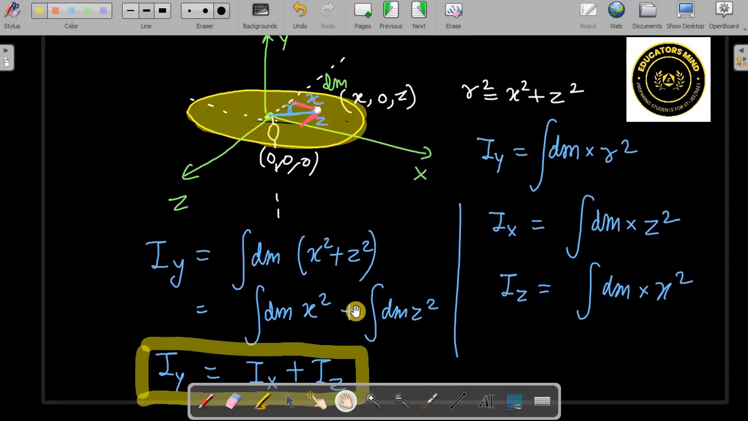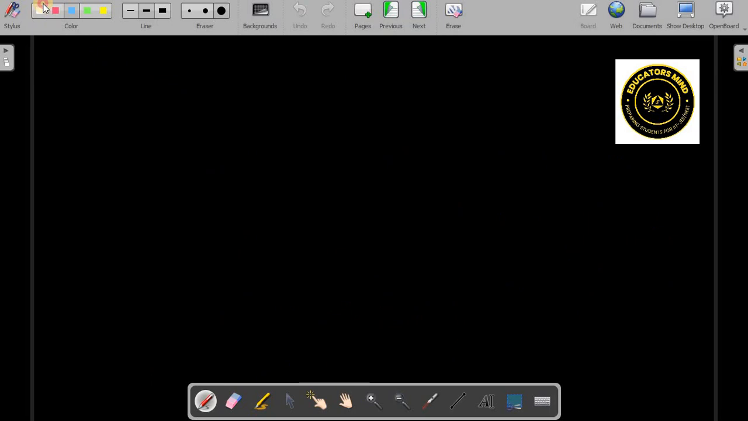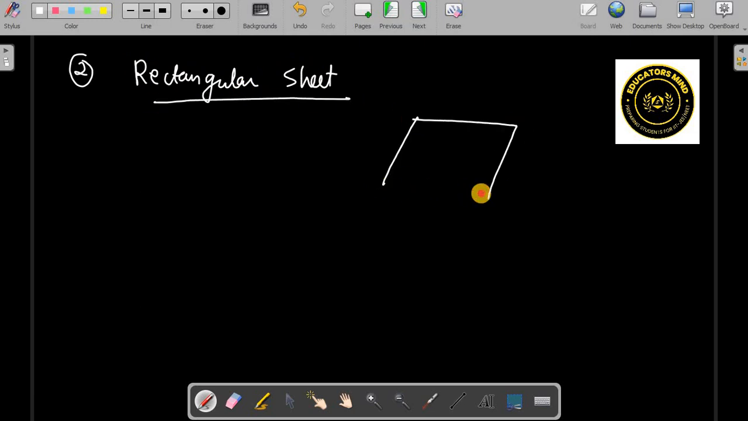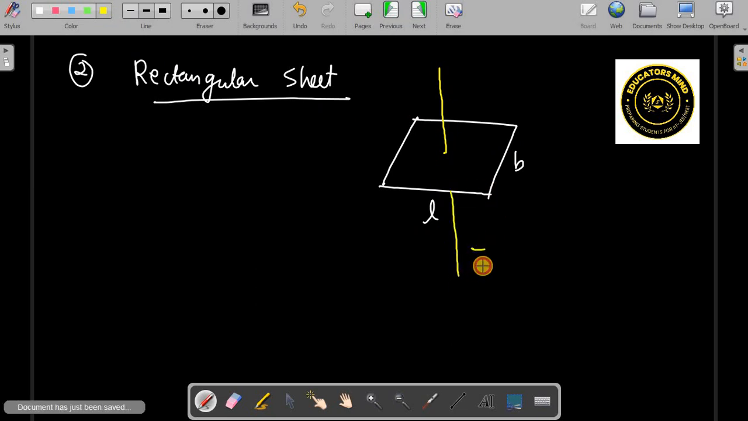So these are all the theorems that you can understand, and now let us summarize some of the important results. Not all the results, all results you can just go through, but some of the important results. For rod I already told. Now take a rectangular sheet. If you consider a rectangular sheet whose length is L and width is B, about an axis passing through the center, this moment of inertia is going to be, mass is m, so m by 12 into L square plus B square.